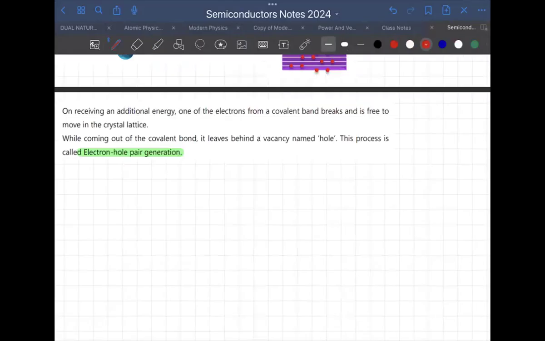See, both the electron as well as the hole will move randomly in the crystal. Or otherwise, the holes also move.